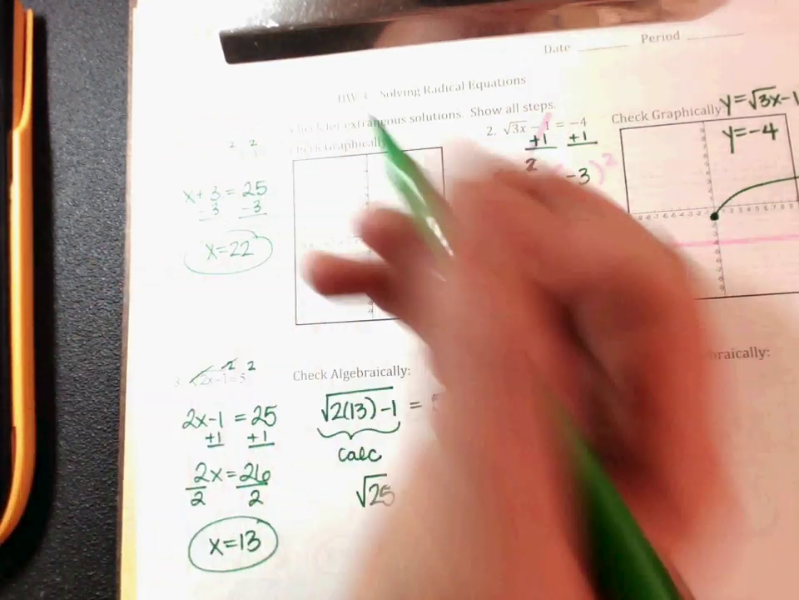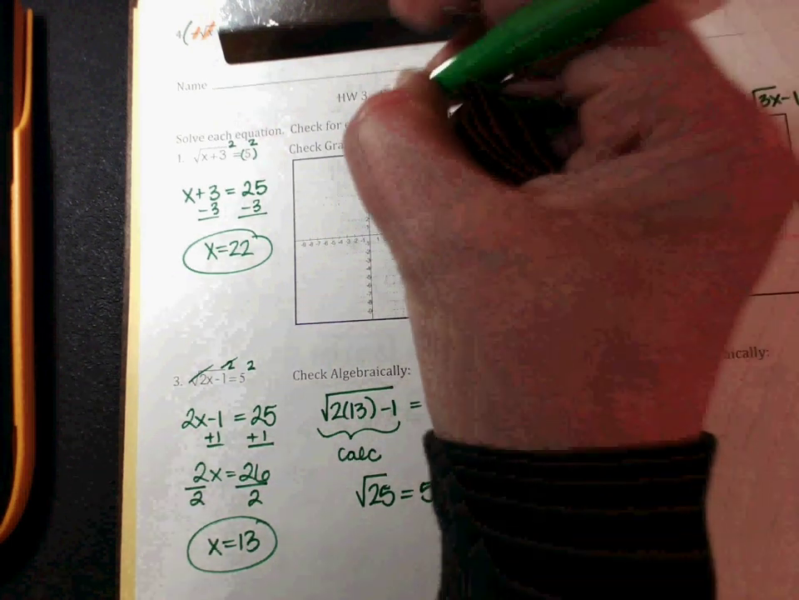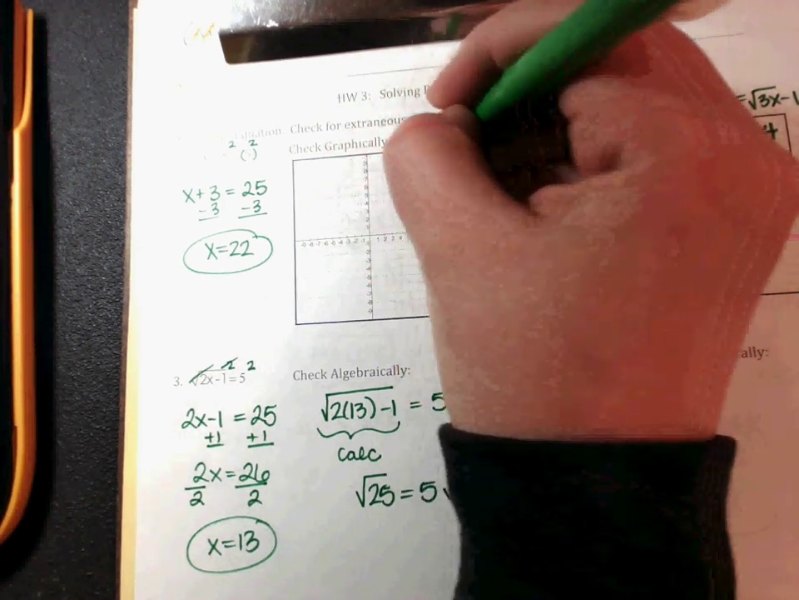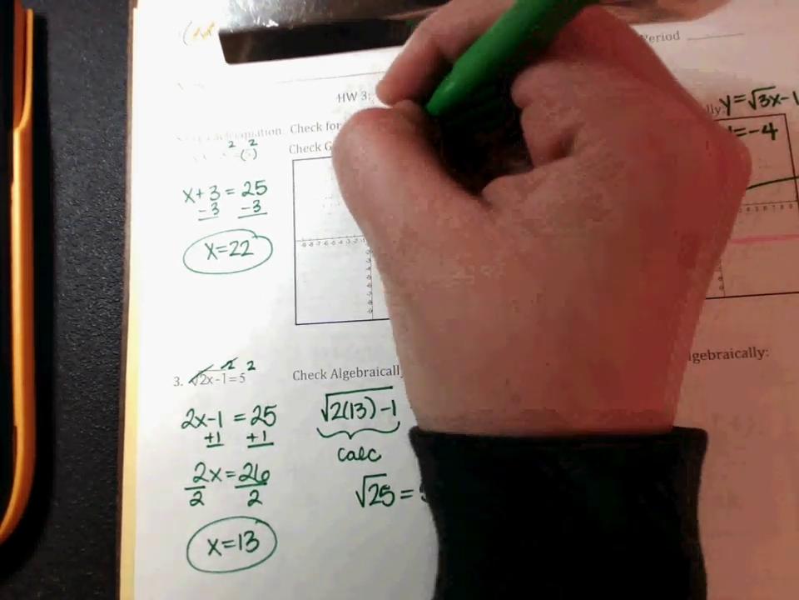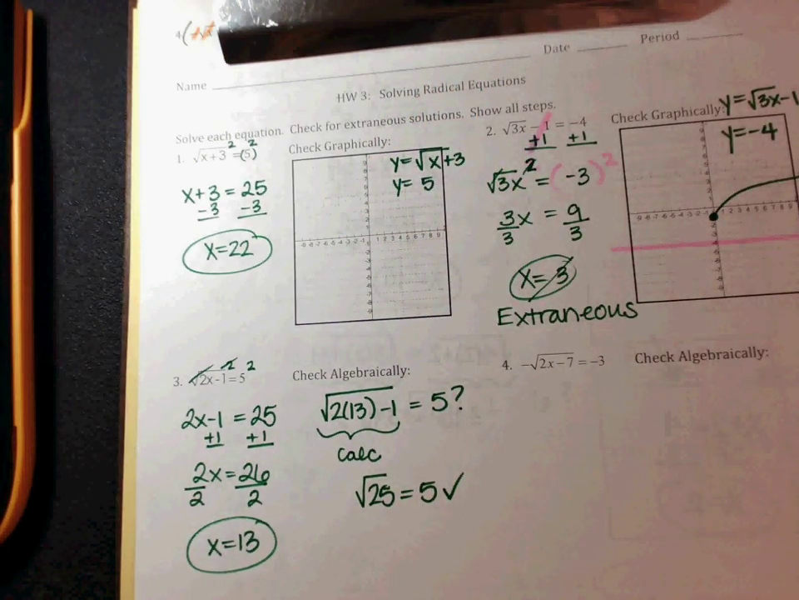Good. Now, when you're checking graphically, remember, you're just trying to determine if it's extraneous or not. If it's extraneous, it's going to be headed the wrong way. That's what we're looking for. So I'm going to break up my equation into 2 pieces. X plus 3 is my first one, and y equals 5 is my second one. Remember that the constant side is the flat line. So where's my flat line going to go through?